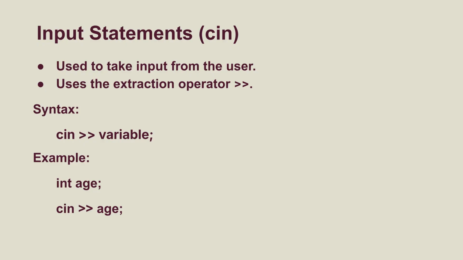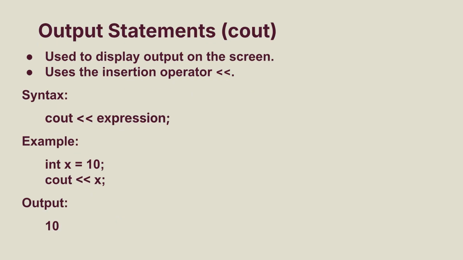Input statements using "cin" are used to take input from the user. They utilize the extraction operator "greater than" to store the input into a specified variable. Output statements using "cout" display output on the screen. They utilize the insertion operator "less than" to send an expression's value to the standard output.